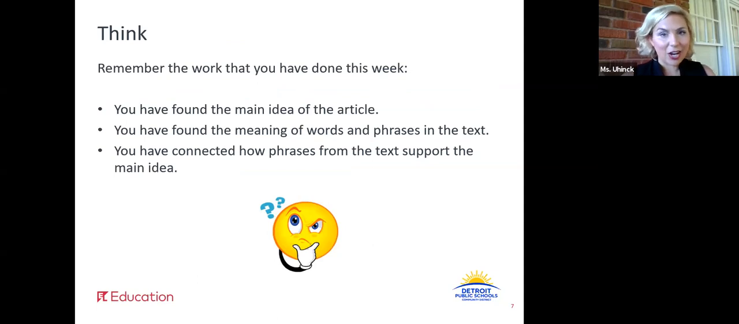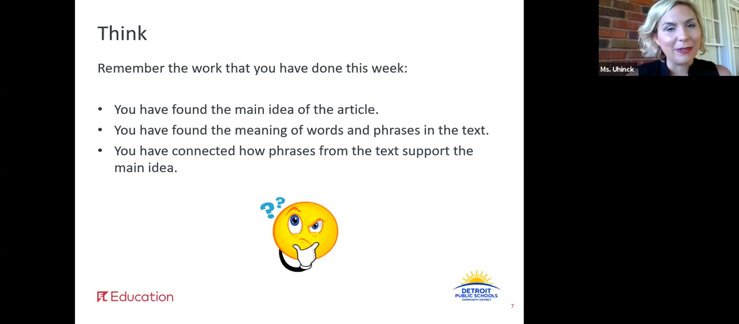We found the main idea of the article. We found the meaning of unknown words and phrases. We've also thought about how the phrases and words connect back to the main idea. We did some work yesterday thinking about what happened and why. All right, I want you to pause this video, go back through our note catchers and all the work we've done this week and remind yourself of what we've done.